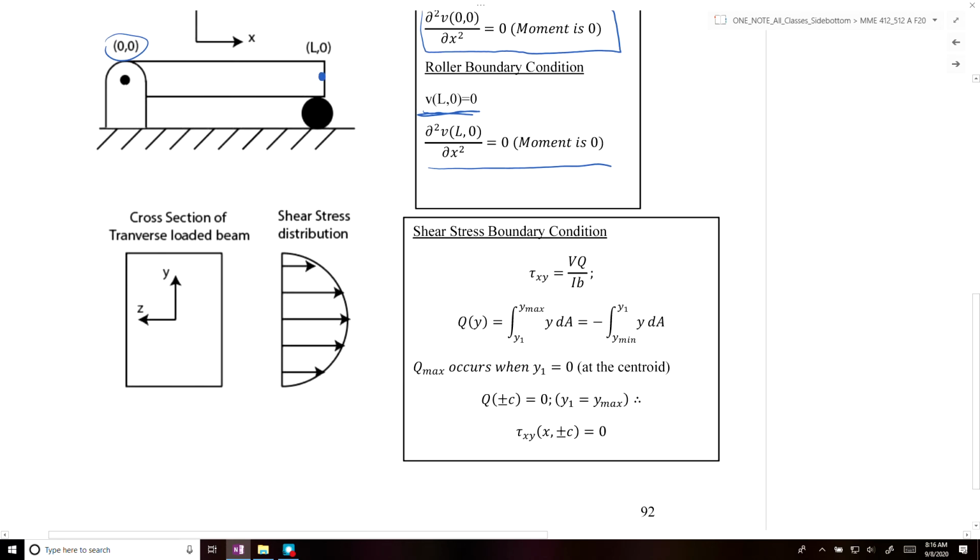beam. So tau of xy. So if you have a transversely loaded beam, the shear stress distribution across the section is going to be parabolic in nature, and it's going to be equal to VQ over IB. So V is the shear force, I is the moment of inertia, and B is the width of the beam at the point of the shear stress that you're calculating.